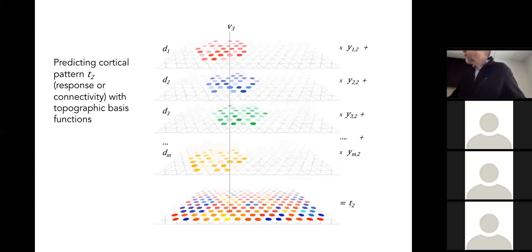So you can think of that as one voxel, like voxel 3, has different values in each basis function, and you multiply those by the numbers in the model space vector.